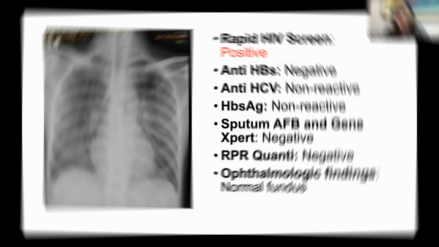For other laboratory tests, the patient consented to HIV screening and it was found out to be positive. Other laboratory tests showed negative anti-HBs and anti-HCV, non-reactive hepatitis B surface antigen, and sputum AFB and GeneXpert negative. RPR quantitative was also negative, and on ophthalmologic examination, it was found out that the patient has a normal fundus.